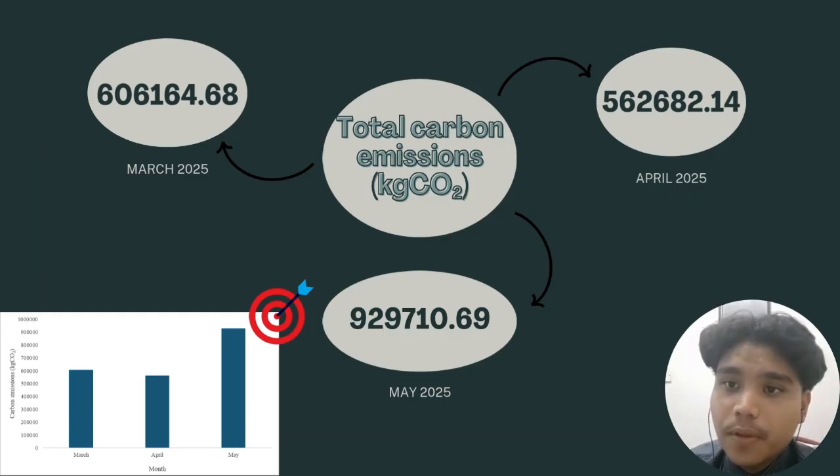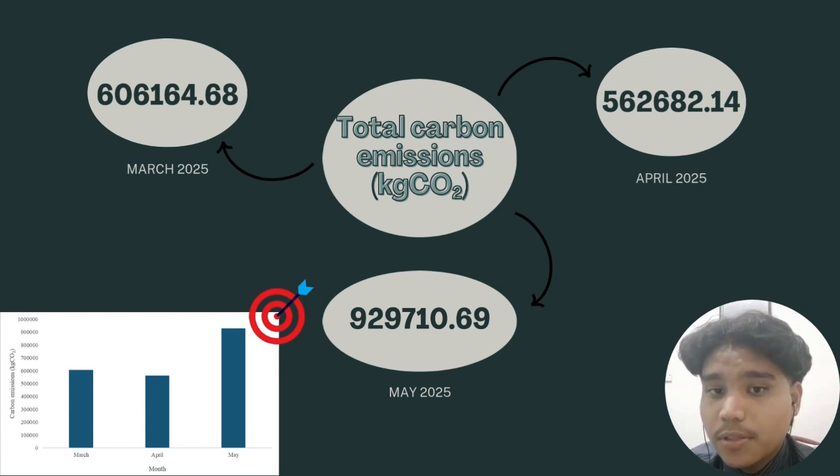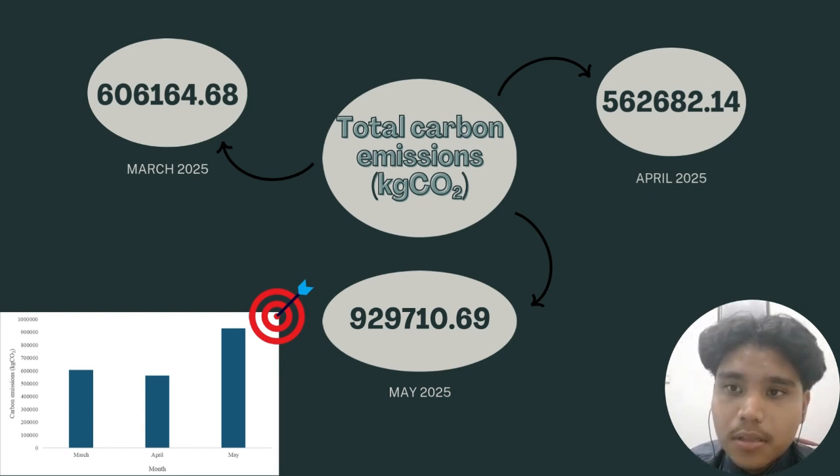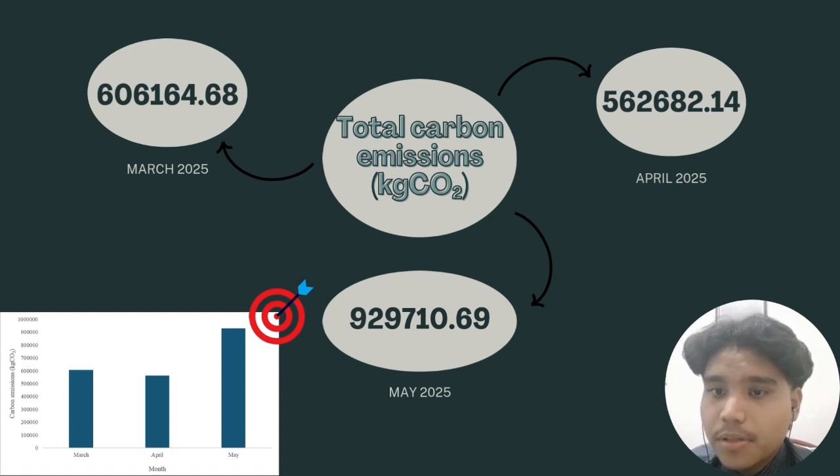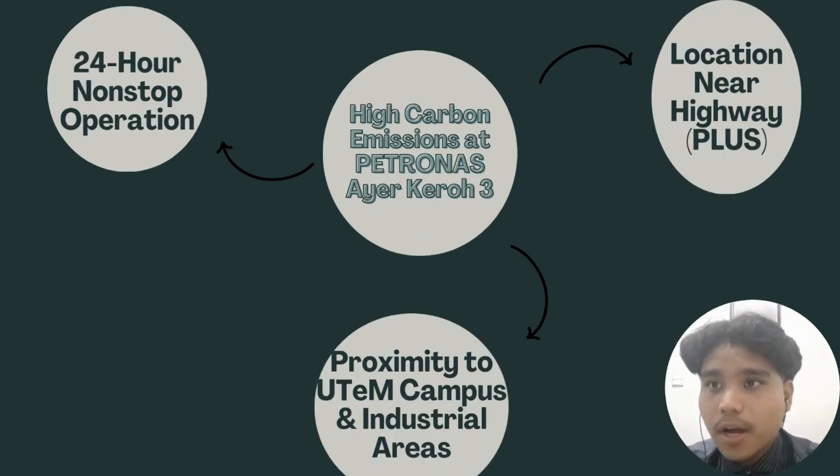For this slide, I will show the statistic for the 3-month data, which is the calculated CO2 emission for the 3-month range. For March 2025, it is 606,164.68 kg of CO2. The next month, which is April, 562,682.14 kg of CO2. And lastly, the highest of them all, 929,710.69 kg of CO2. So, what are the causes of high carbon dioxide emission for this Petronas Hydro 3?